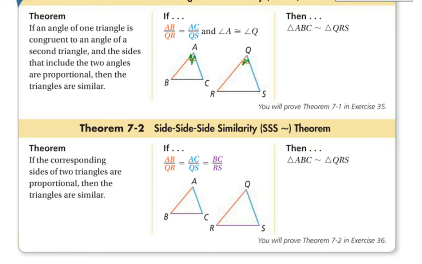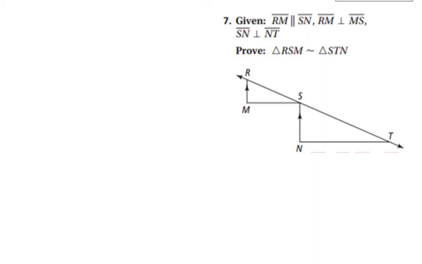Let's take another example of how we can prove two triangles similar. So, given RM is parallel to SN, and they show that right over here with these arrows. It's telling us that RM is perpendicular to MS, which means they create right angles. And SN is perpendicular to NT, so it creates a right angle there as well. How do I prove that triangle RSM is similar to triangle STN?